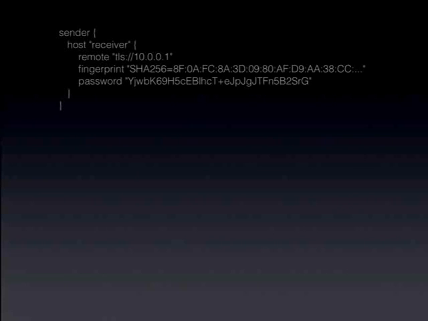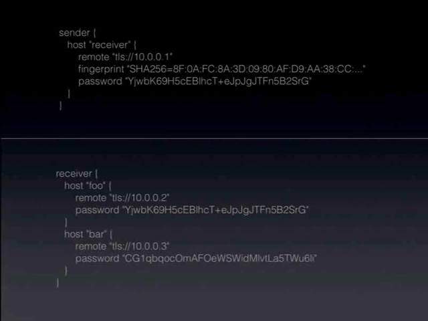Configuration is pretty simple. On the sender side, we just need to point it at the receiver. We can also provide a fingerprint for the certificate the receiver will use, and we have some password which will be used for authentication. On the receiver side, we can configure many senders and just provide their IP address and password, which will also be used to authenticate both sides. Okay, that would be all from the presentation perspective. Do you have any questions now?